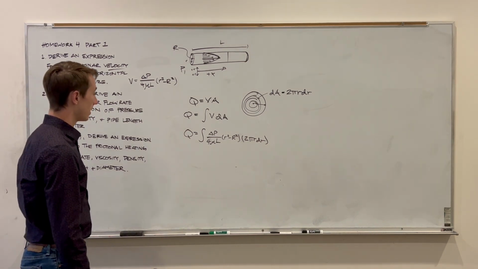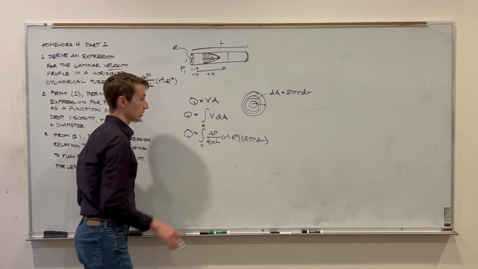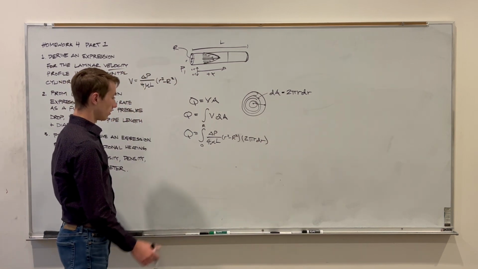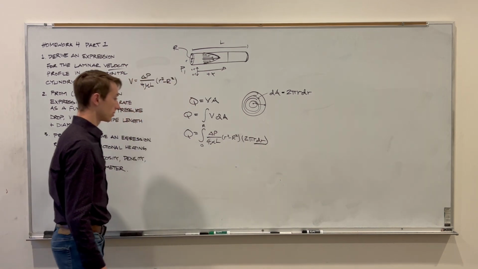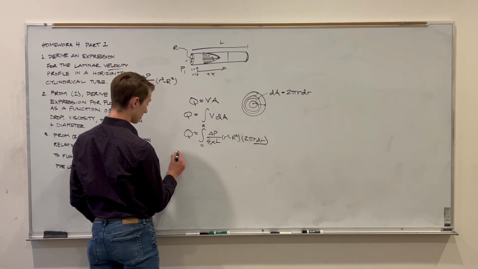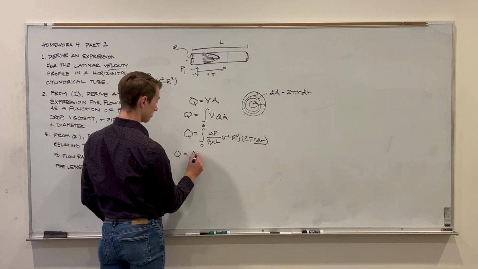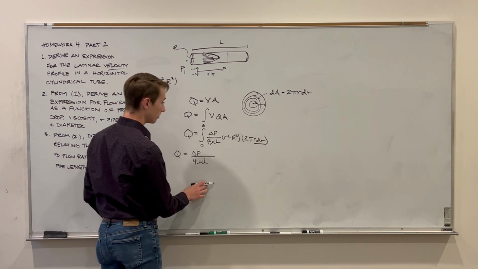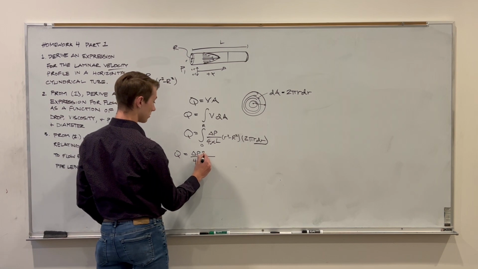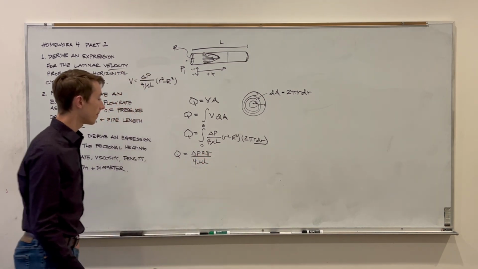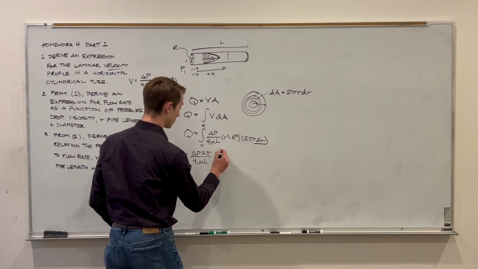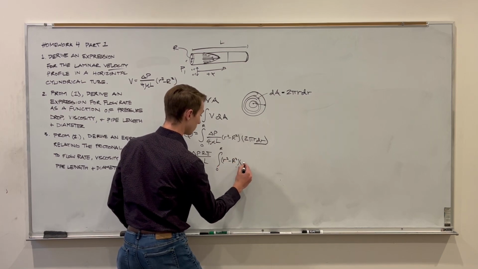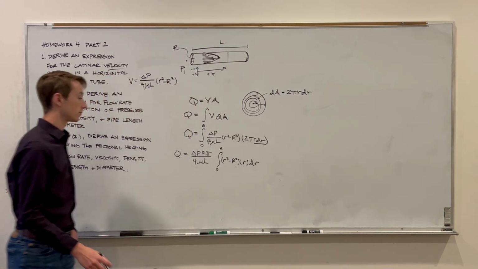Okay, so let's go ahead and integrate this from 0 to R. We want the total flow rate from inside out, right? All of it added together. Well, we're integrating with respect to little r here, and keep that in mind. Let's drag out our constants first. So Q equals, pressure drop is a constant. We have 4 mu L, 2 and pi are both constants. And then we're left with the integral from 0 to R of R squared minus r squared times r dr.